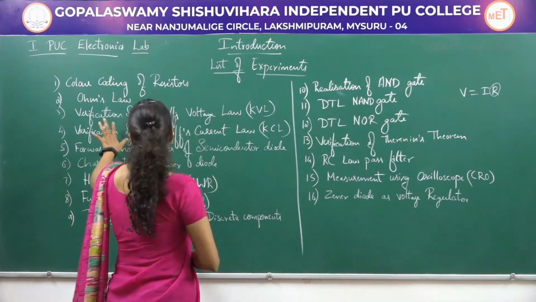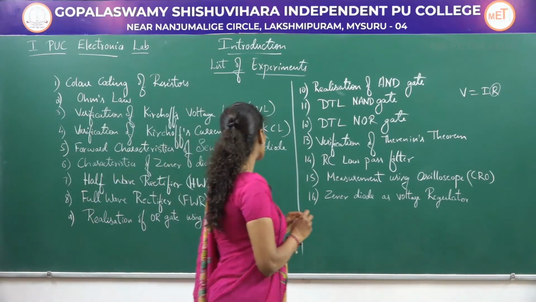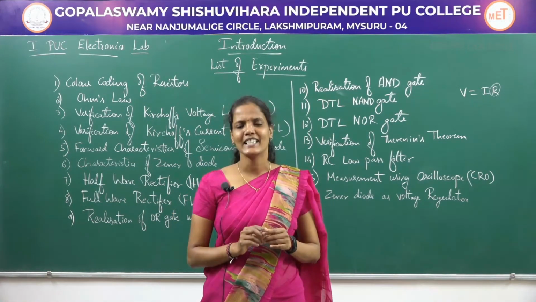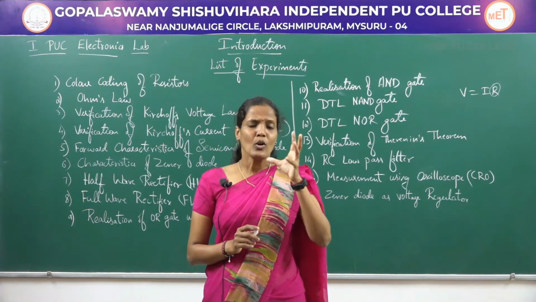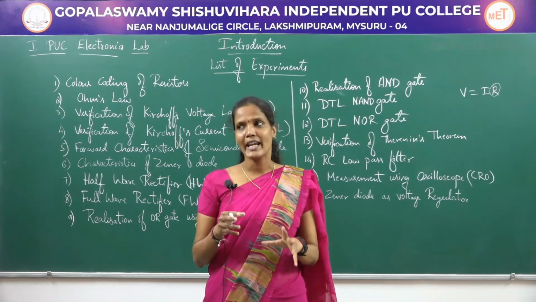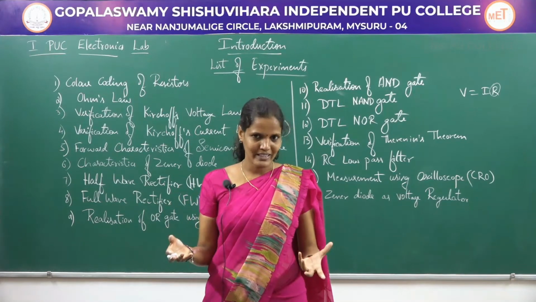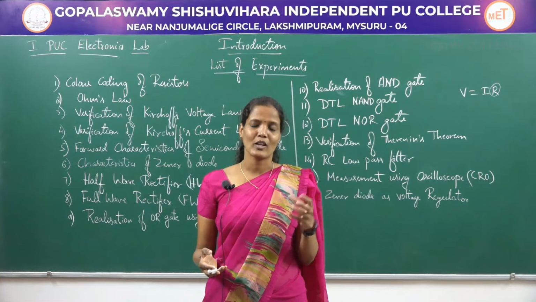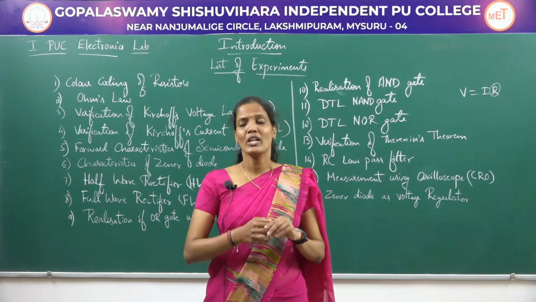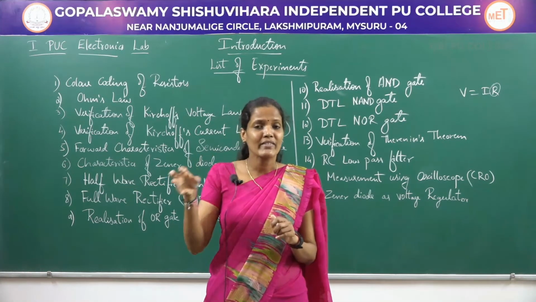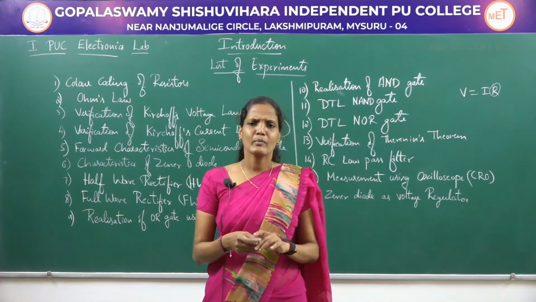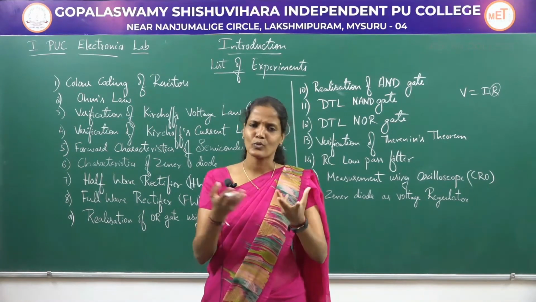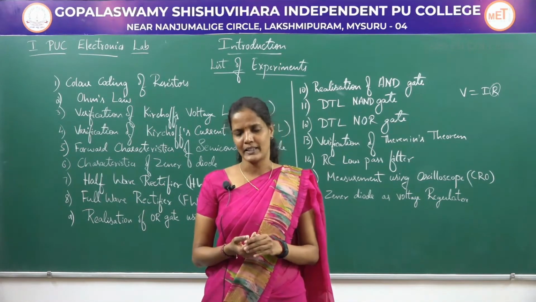Coming to the third experiment, that is verification of Kirchhoff's voltage law, KVL. Even this is studied in our theory classes. What we are going to do is take 2 or 3 resistors and one voltage source, and by varying the voltage in the voltage source, we are going to see how the voltage will be divided among the resistors. Suppose I am going to take equal resistances. I am going to take 3 resistors whose values are the same.